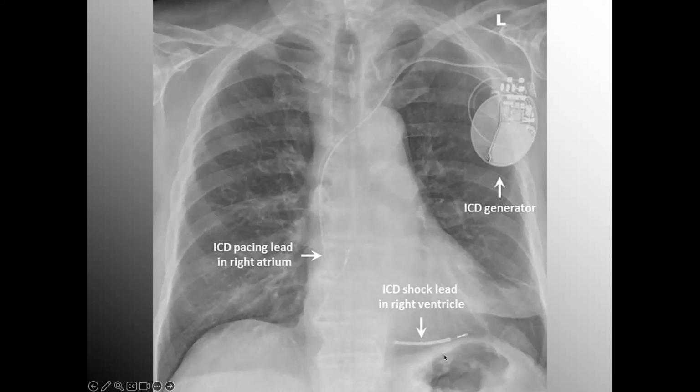There's a lot more power and voltage than a standard pacer. Pacer is about 15 microjoules. When you're talking about an ICD, we're talking 20 to 40 joules. That's a lot more. So here we have several things.